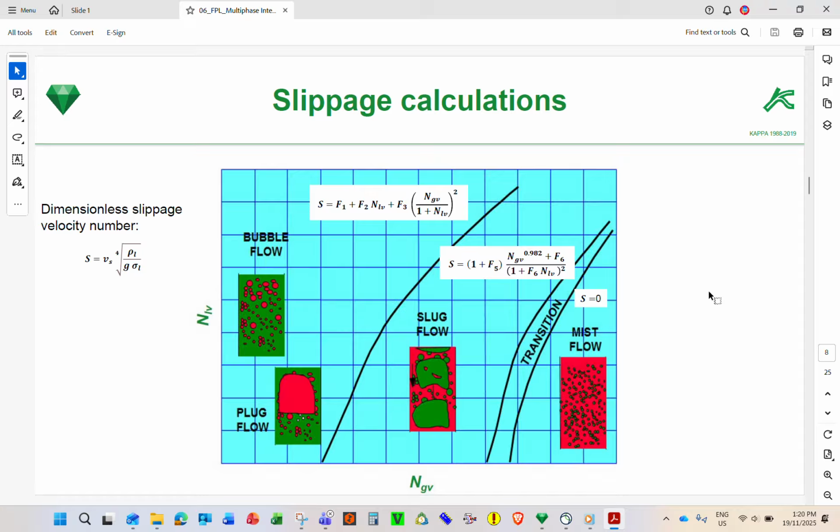For example, the transition is the mixture of slug and mist. This is good. And it is the velocity of the gas, the velocity of the liquid. So if the liquid and gas velocity fall at this point, then you'll be choosing this region or that region. Yeah, because there will be different formulas. Of course, they are not continuous. Well, continuous in that region, but not continuous in the transition.